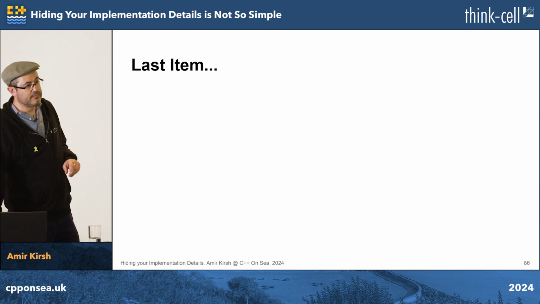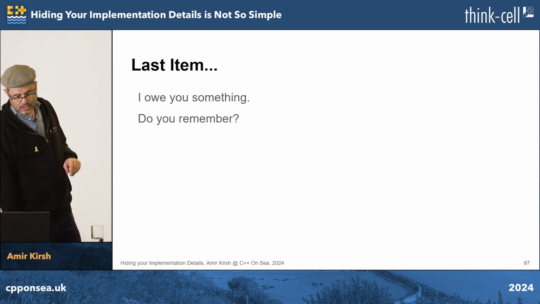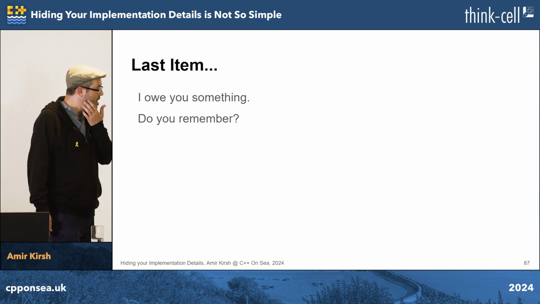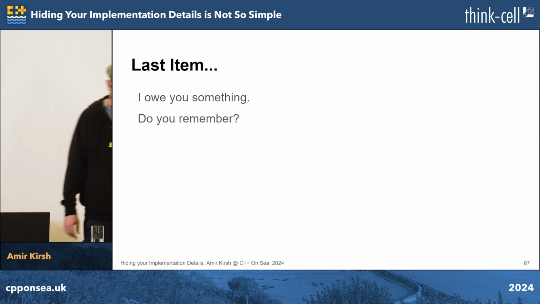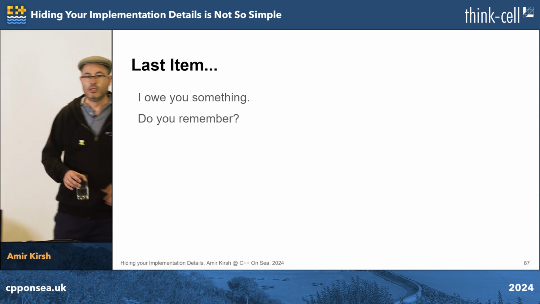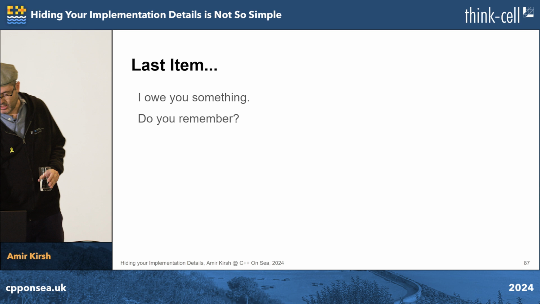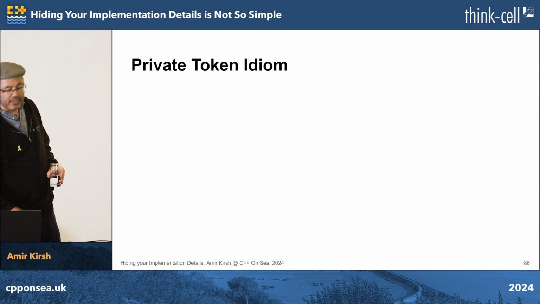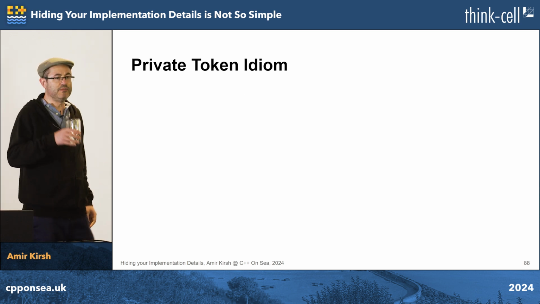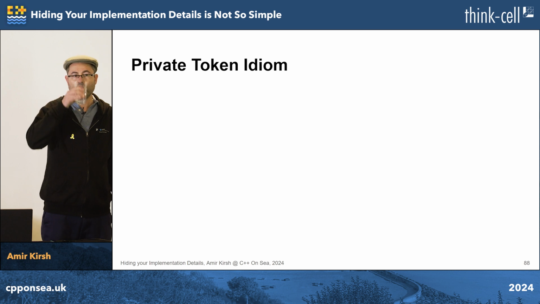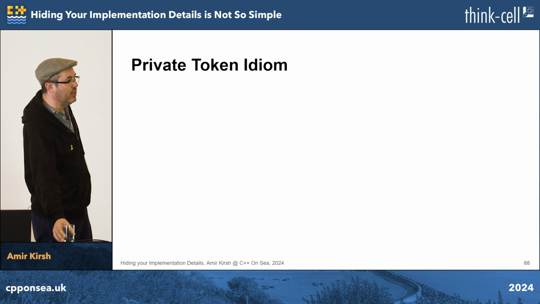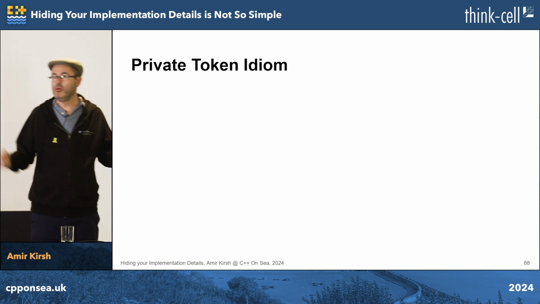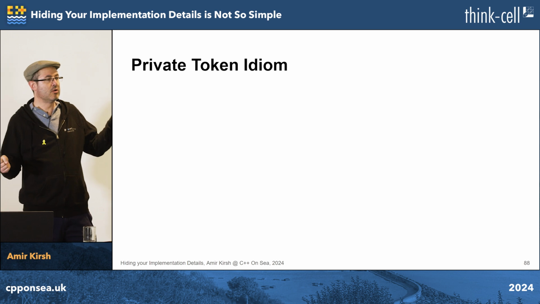Last item. I owe you something. Do you remember? I showed something and said we'll see how to do that. The private token idiom is going to solve the problem of the factory function with make unique. Do you remember where the factory function make unique should call the constructor? The constructor was in the public.